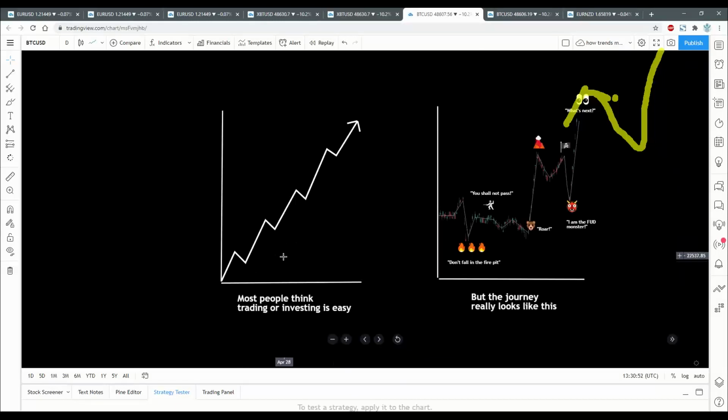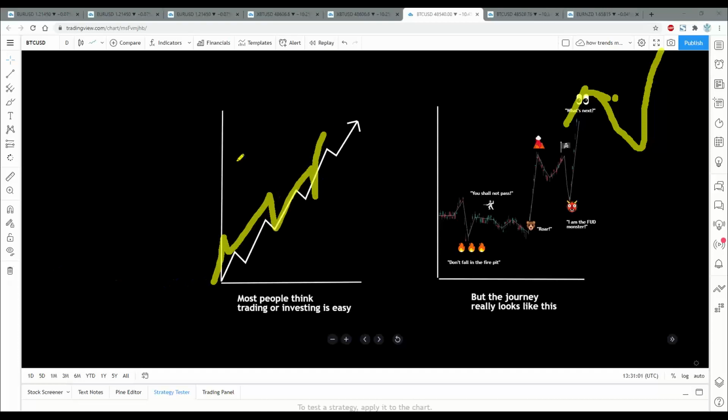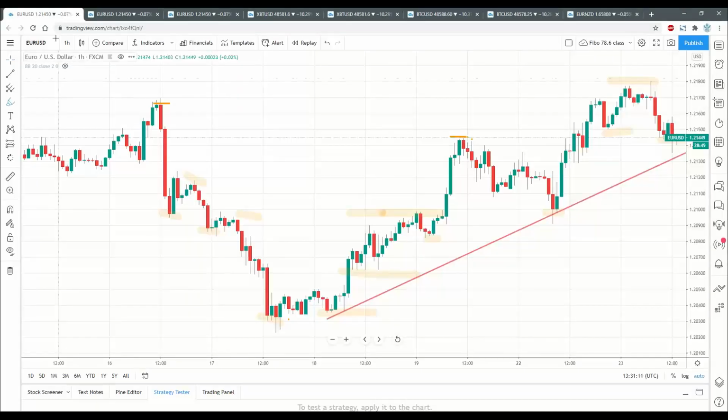Because as you know, it might be that, yes, I draw this on a chart and say, yeah, this is what the market should look like. But in reality, it looks like this. But the fact is, in reality, we can find lots of opportunities and lots of assets that look just like this.